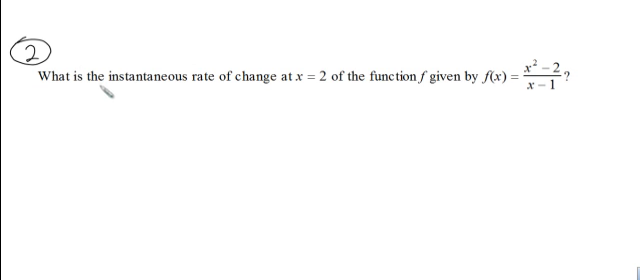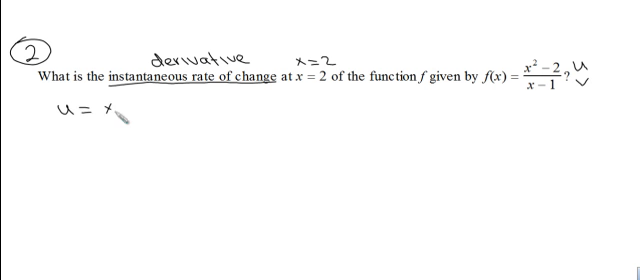Number 2 says, what is the instantaneous rate of change at x equals 2 of the function f given by f of x? Remember, instantaneous rate of change is another way of saying find the derivative. So we're trying to find the derivative when x equals 2. Since we have a quotient, we're going to have to use the quotient rule. So u is going to be x squared minus 2. V would be x minus 1.